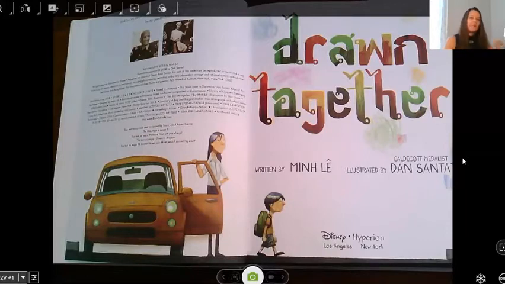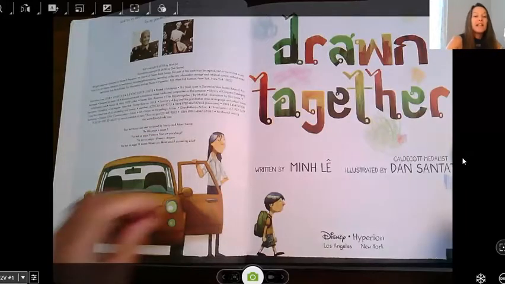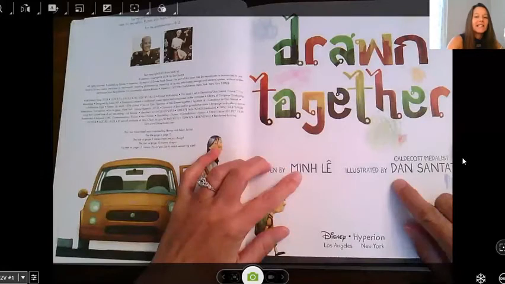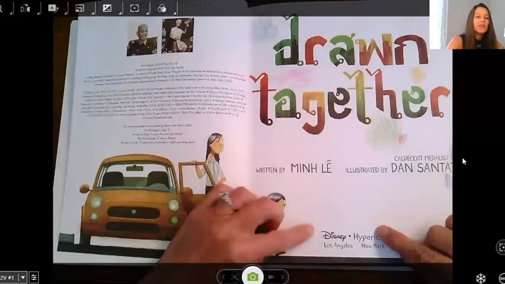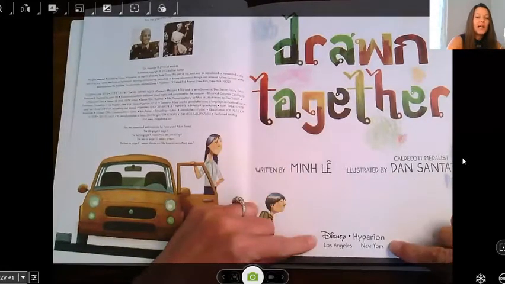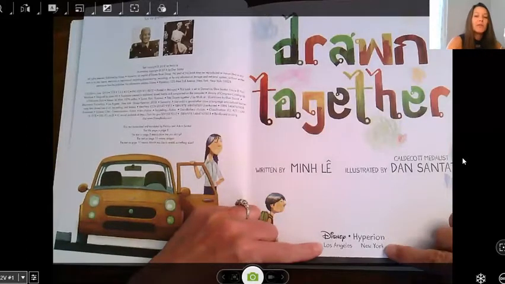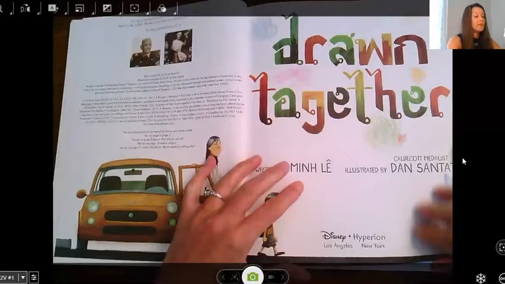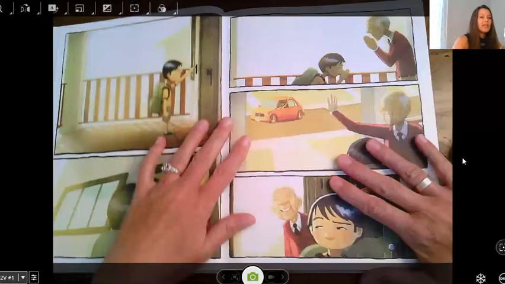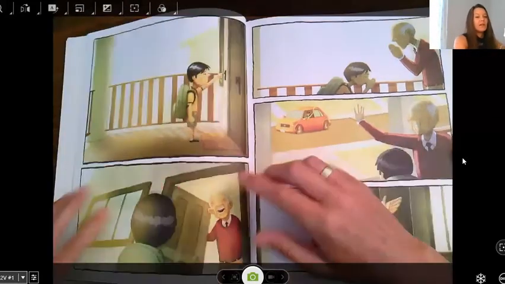Drawn Together, written by Ming Lai, illustrated by Dan Santat. Of course, here's the publisher, Disney Hyperion, and they're located either in Los Angeles or in New York. There you go. You have to read the pictures. Of course, I want to go back.